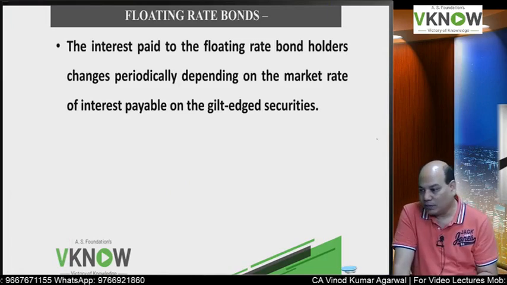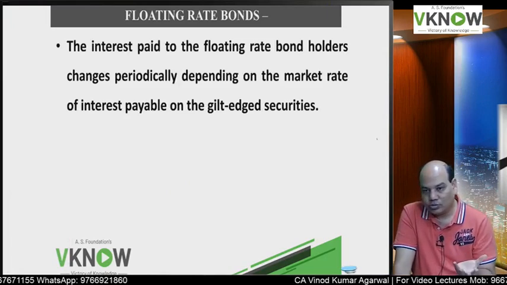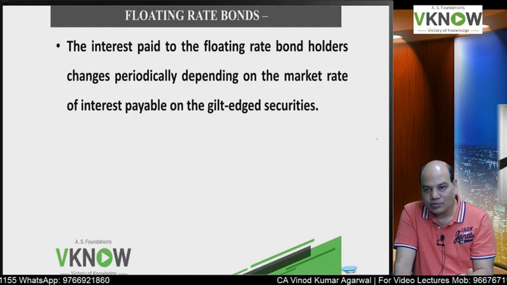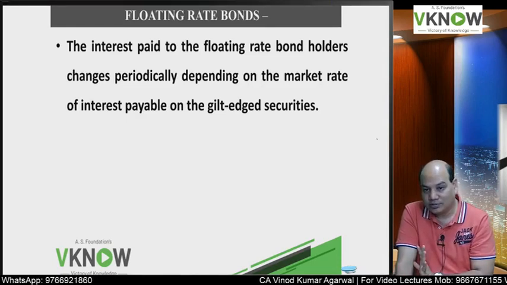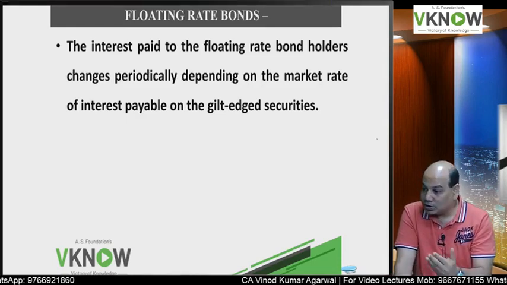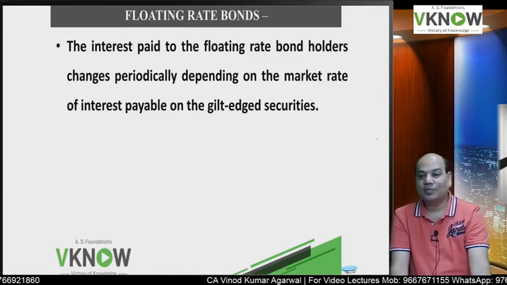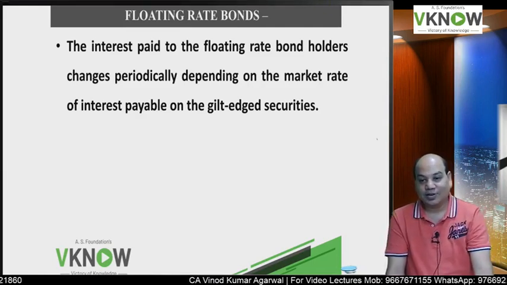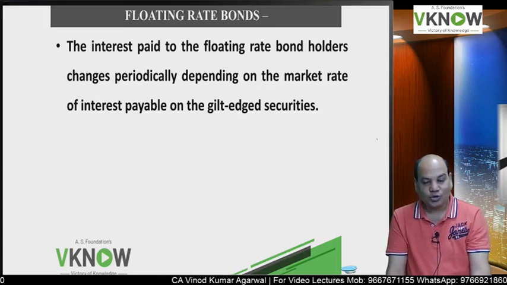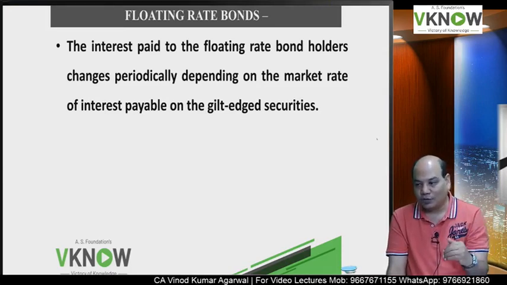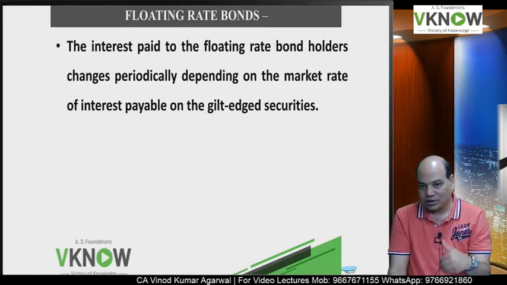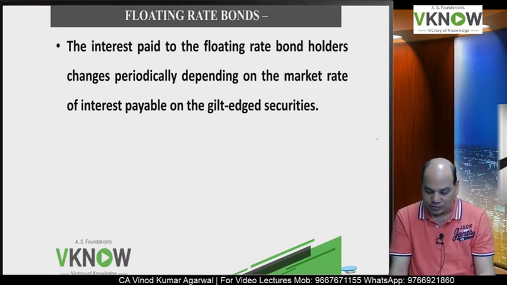So some companies prefer to issue floating rate bonds so that if the rate of interest falls, they will get the benefit of that. Some investors invest in floating rate bonds because they think if the interest rate goes up, I will get more interest. So the issuer may be thinking interest rates will fall. The investor is thinking interest rates will rise.